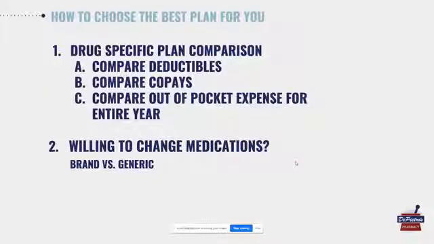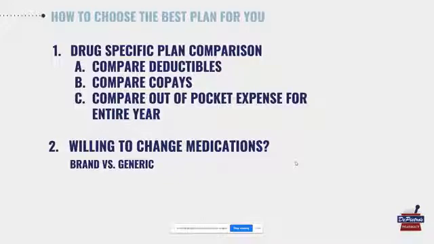So how to choose the best plan? What most people don't understand is the best plan for you is drug specific to your medications. So we take at the pharmacy a list of the medications you take today, and we screen those drugs against all of the plans that are available. Probably over 30 plans available in our area. So once we take your list of drugs, we screen them against all of the plans.